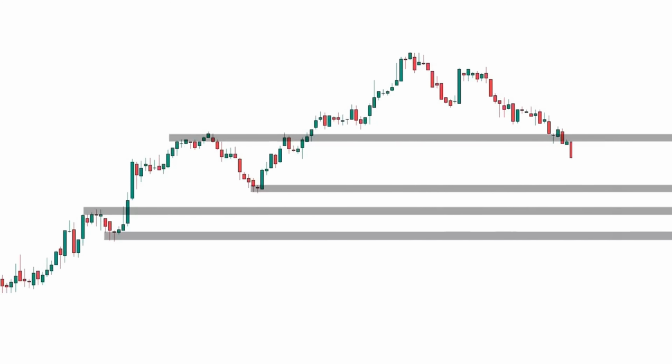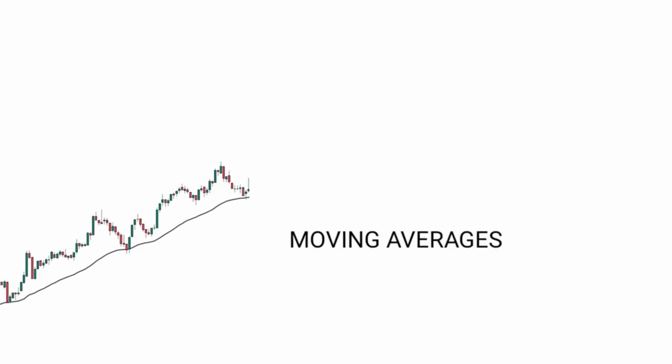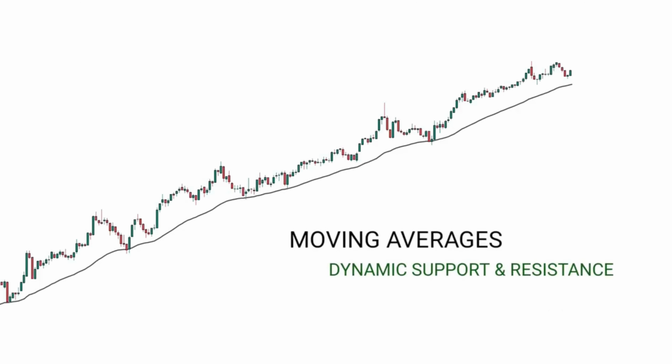Next, dynamic support and resistance. The lines we manually draw on the chart are static. They don't move with price. But moving averages act as dynamic support and resistance. During an uptrend, they act as support, and during a downtrend, as resistance.